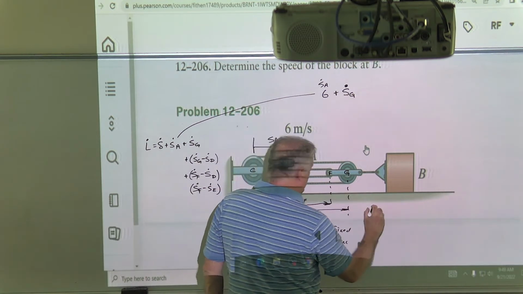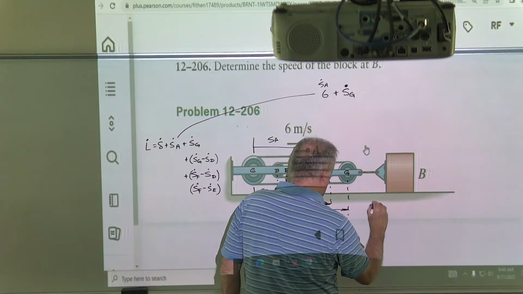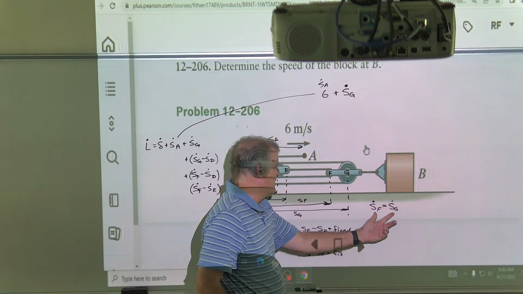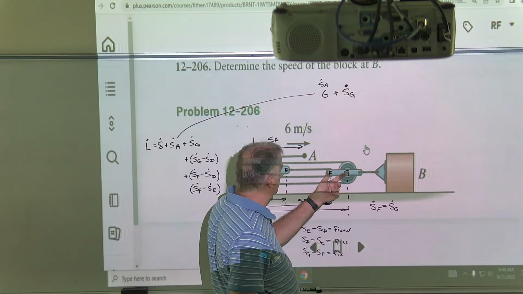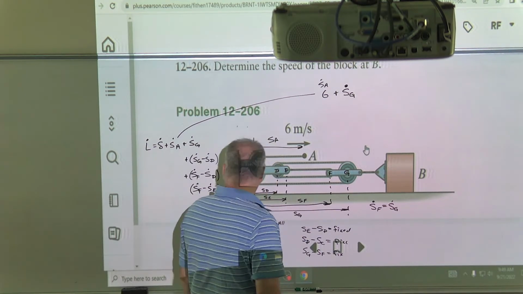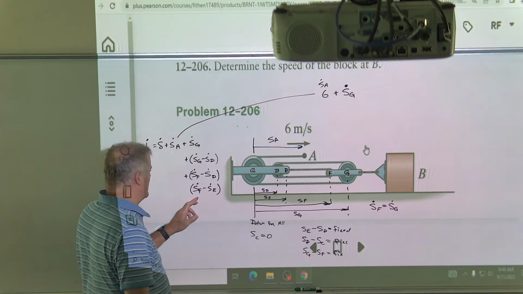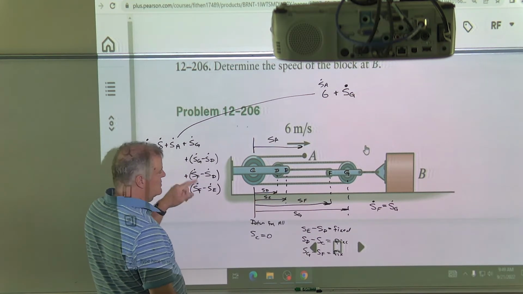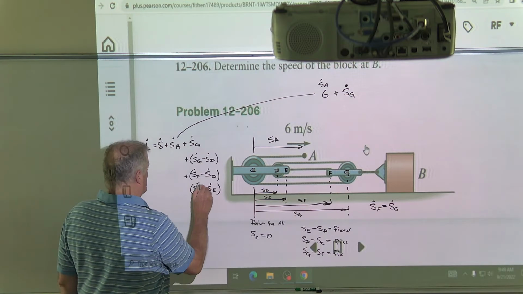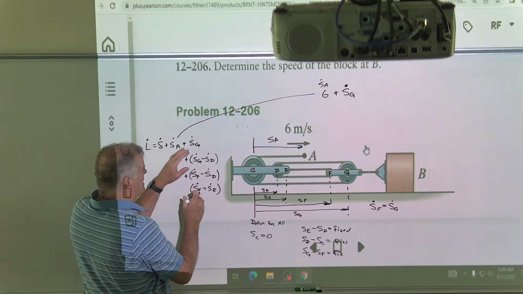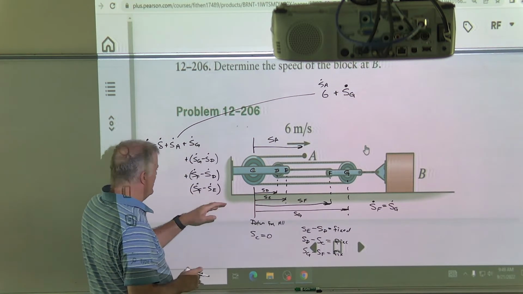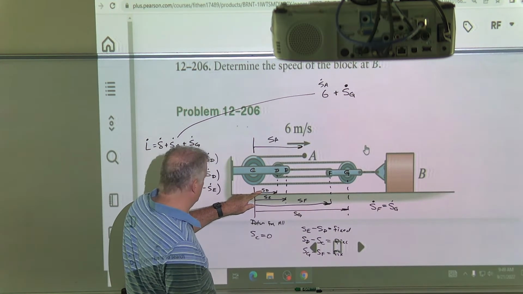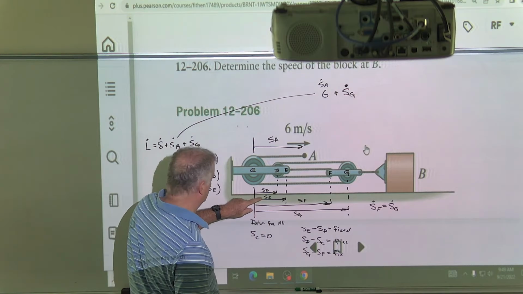But here's the thing about this. Since these two are connected, SF dot is equal to SG dot. So in other words, these are two that are moving rigidly to the right. So everywhere I see an SF dot, here and here, I can change that to SG dot. So what I'll do is I'll kind of copy this down. The other thing is, what is SD dot and SE dot?